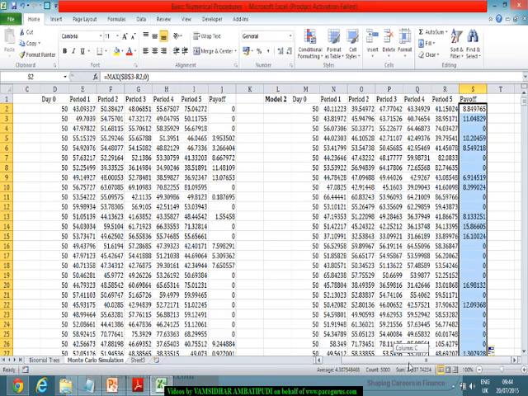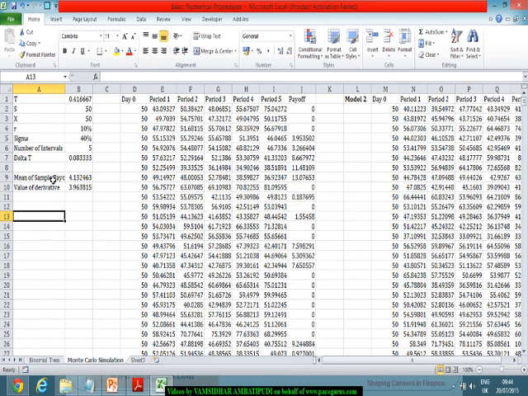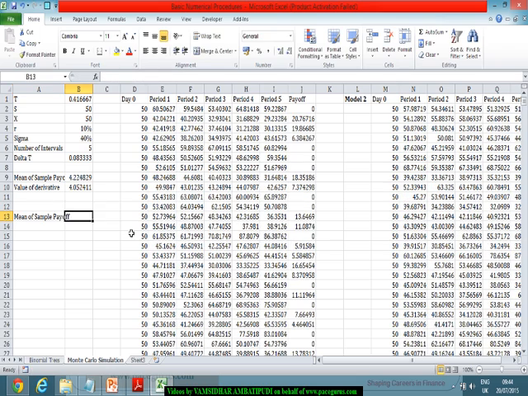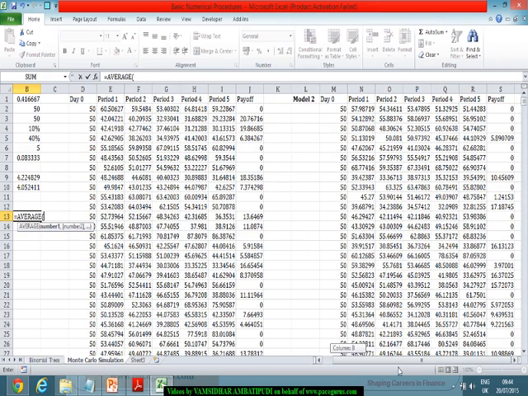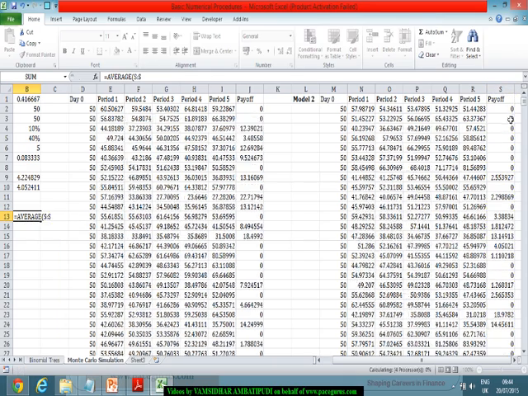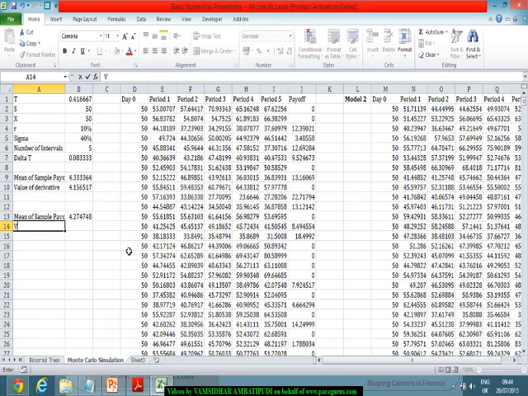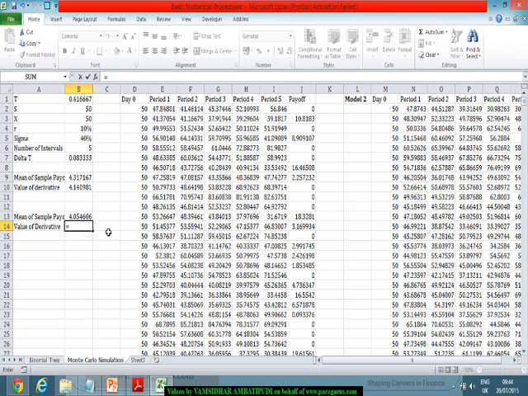So from here I can find the mean of sample payoffs, which comes out to be the average value of this particular term, this payoff, 4.27, and from here comes the value of the derivative for me, which is the present value of this.